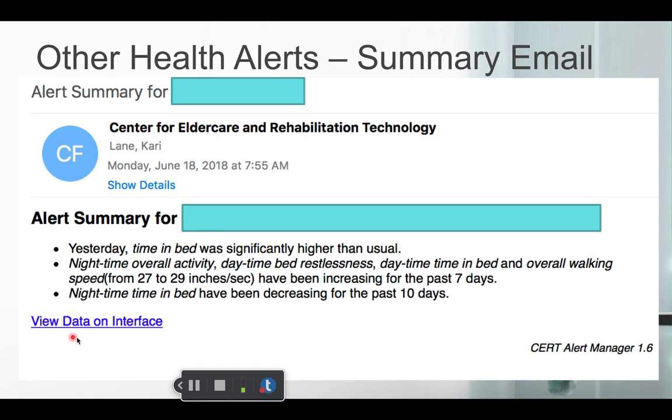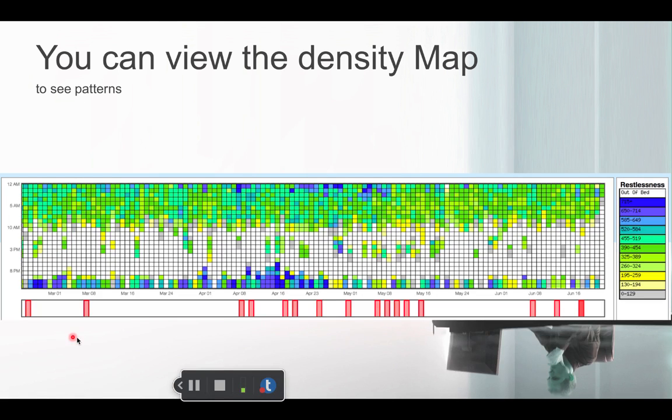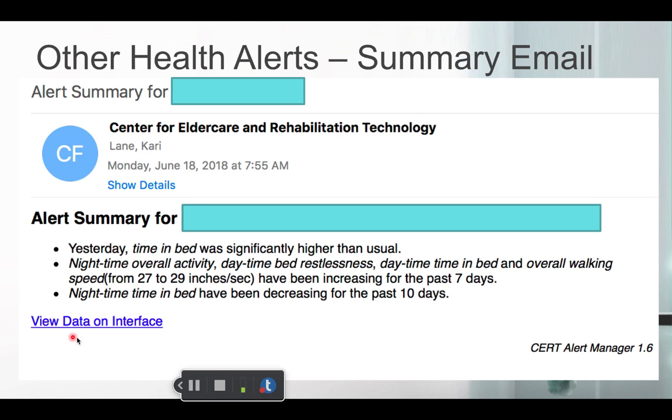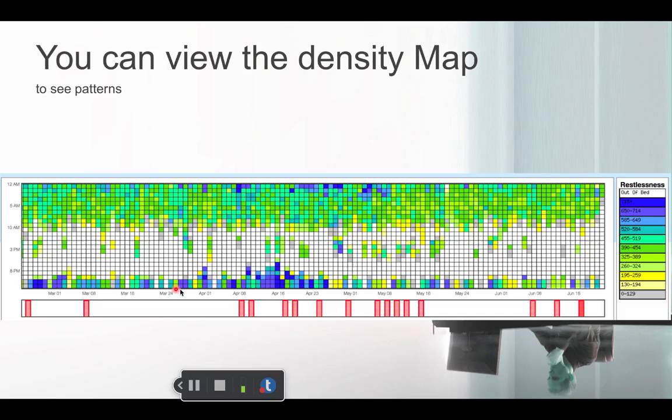If we click on this view data on the interface, we can take a look at that data, and this is what it really looks like when the researchers look at it. This grant is trying to determine if these words here, this alert summary, is just as good as looking at the data. And if it is just as good, then is it more acceptable to nurses and other staff members to read the words instead of looking at the data?